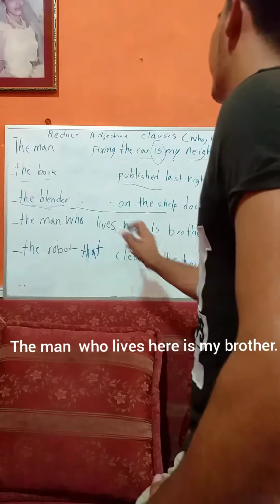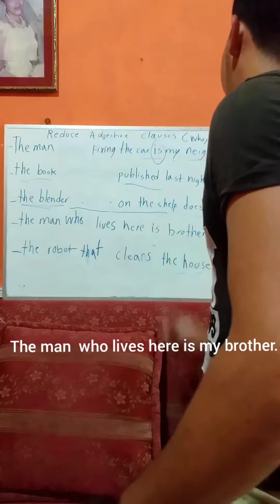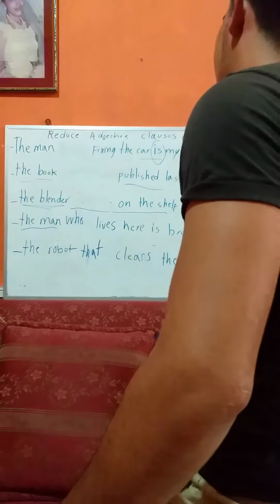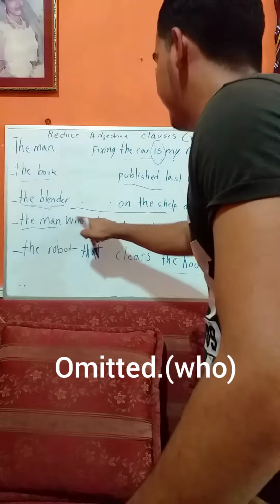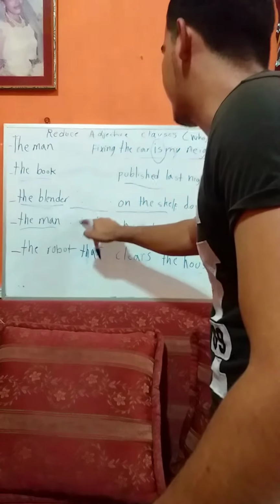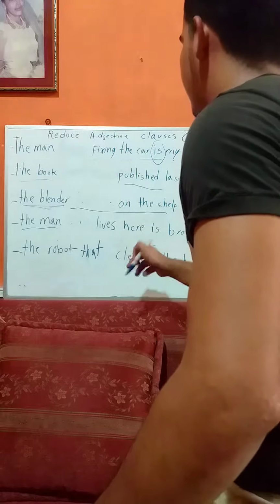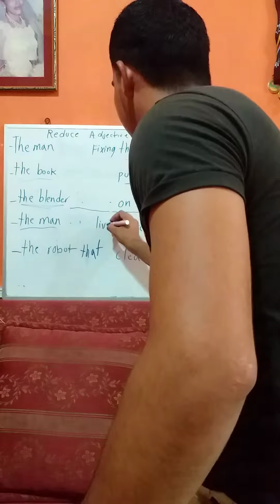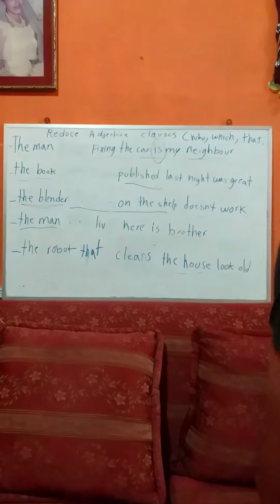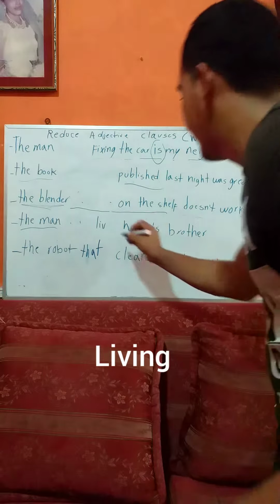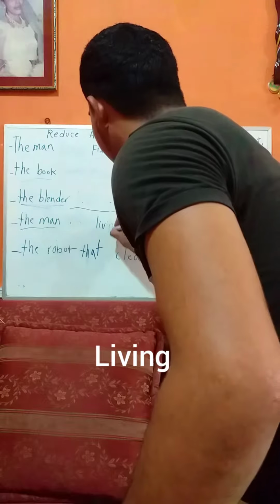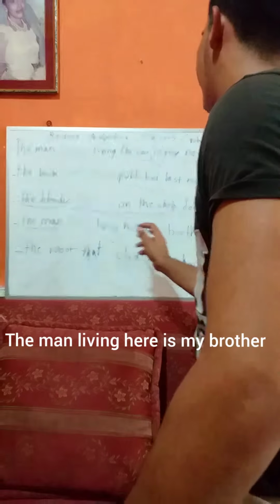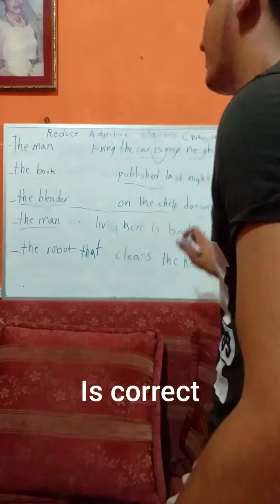Okay, number 4. The man who lives with her is her brother. The subject is the man, omit who, and the verb is lives. For example, living with her. The man living with her is her brother is correct.